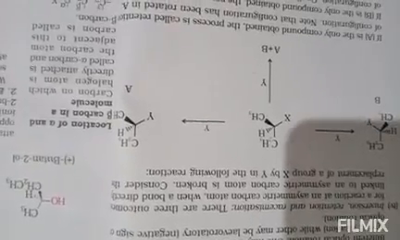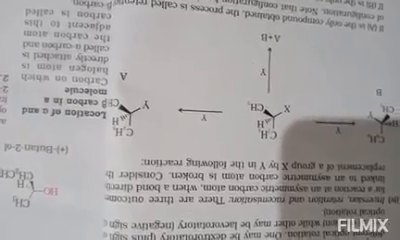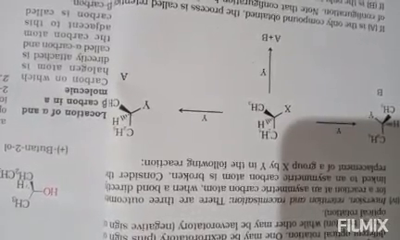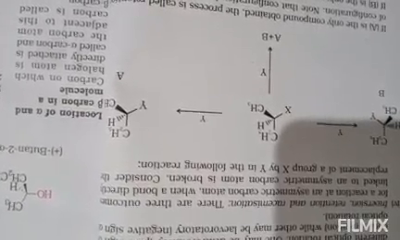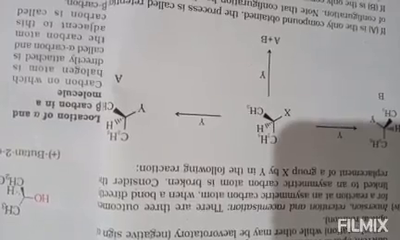Now let us see about the inversion, retention or racemization. There are two outcomes for the reaction at the asymmetric carbon atom when the bond directly linked to the asymmetric carbon atom is broken.